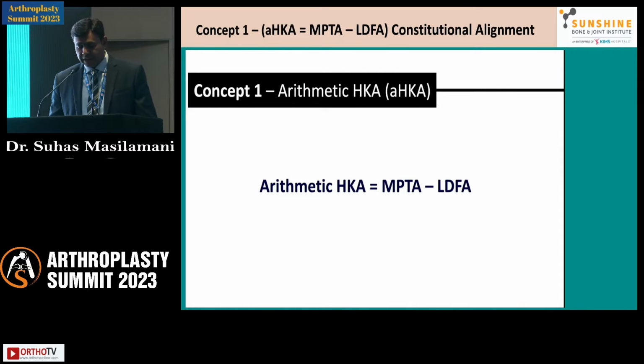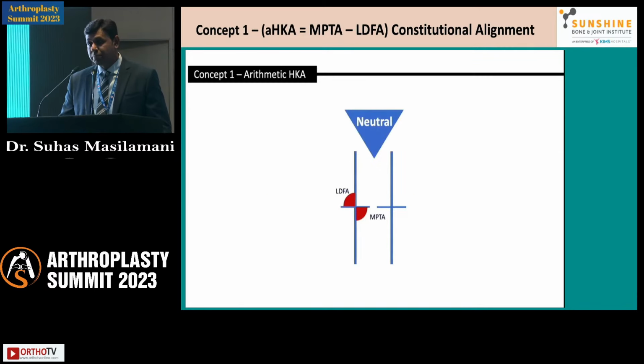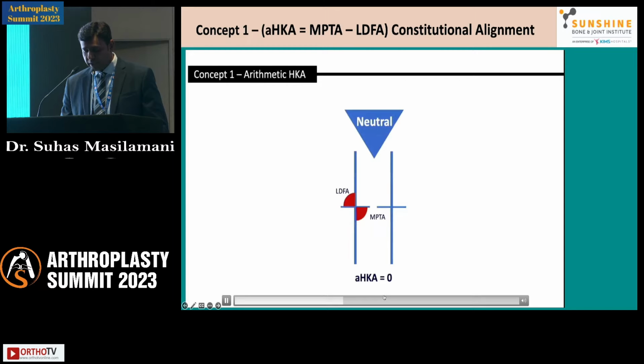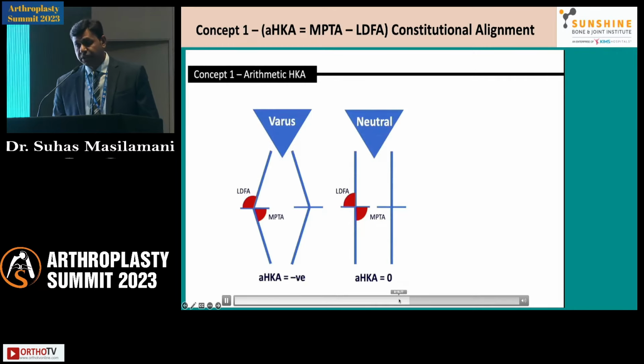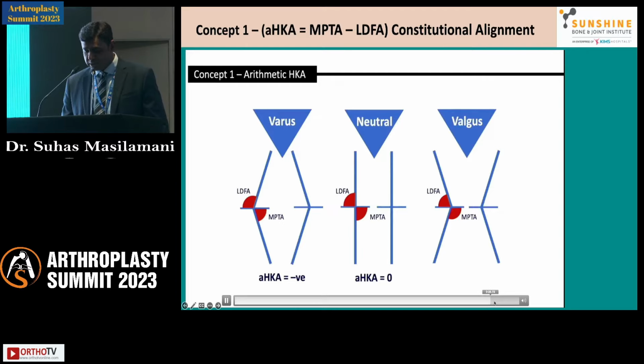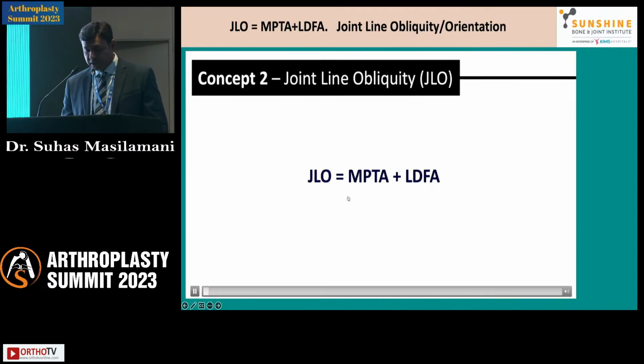So how do you calculate the arithmetic HKA? It is MPTA minus LDFA. If your value is neutral, which is 0, then you're categorized as neutral alignment. If your value is negative, then you are labeled as constitutional varus. And if your value is positive, you're labeled as constitutional valgus. Similarly, joint line obliquity is MPTA plus LDFA.